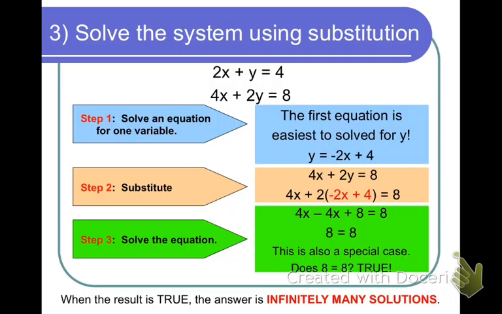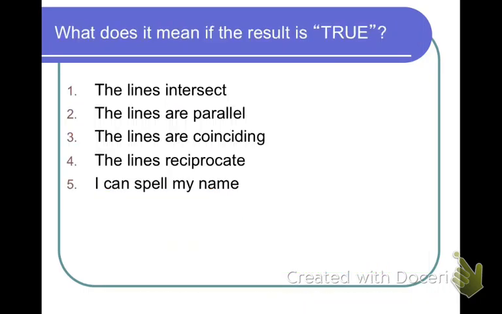And I don't know if you recall when we had variables on both sides of the equation, we had situations that were very similar to this. What does it mean if the result is true? That they intersect, that they are parallel, they are coinciding, the lines reciprocate, or that I can spell my name. I hope you all chose 3, that they are coinciding, which means they are the same line.